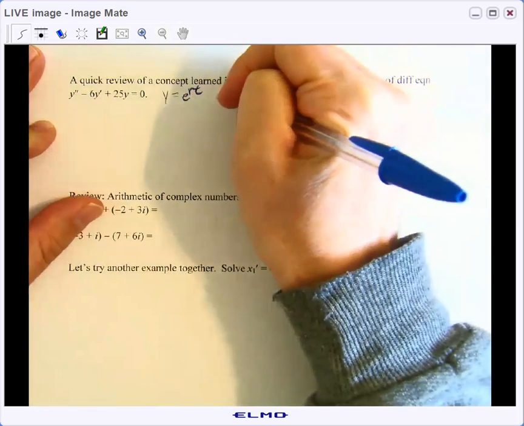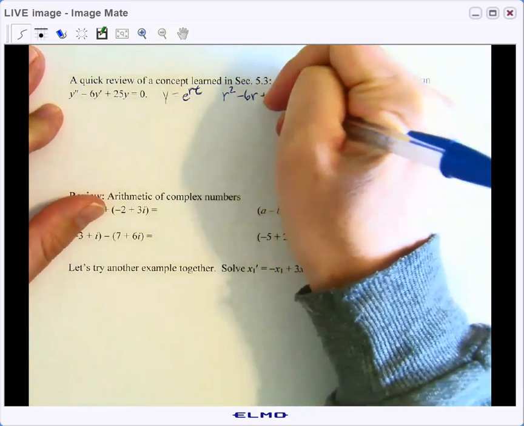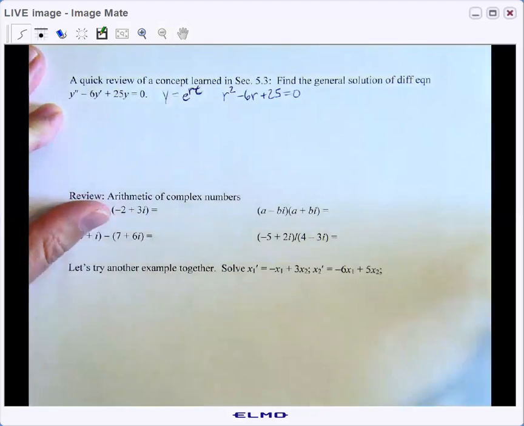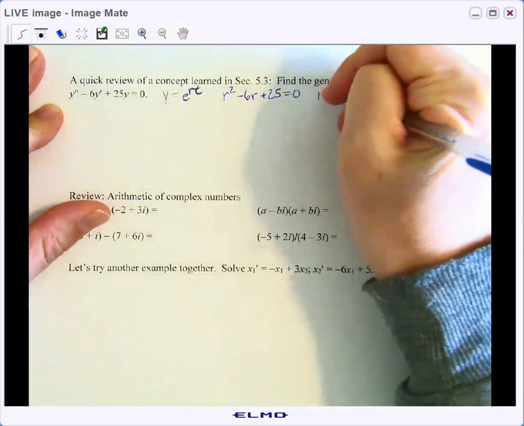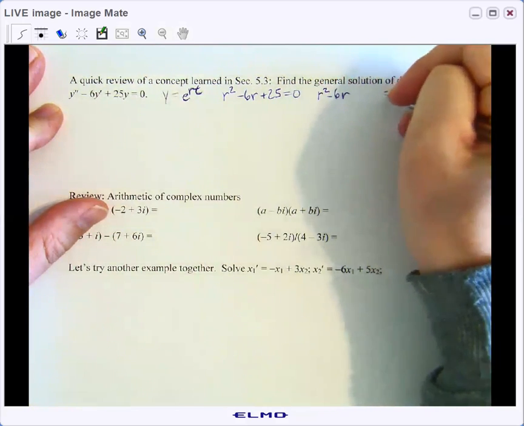Therefore, that leads us to the characteristic equation r squared minus 6r plus 25 equals 0. And we could complete the square. So I'm going to do two baby steps in one. So r squared minus 6r, and then I'm going to bring that to 25.